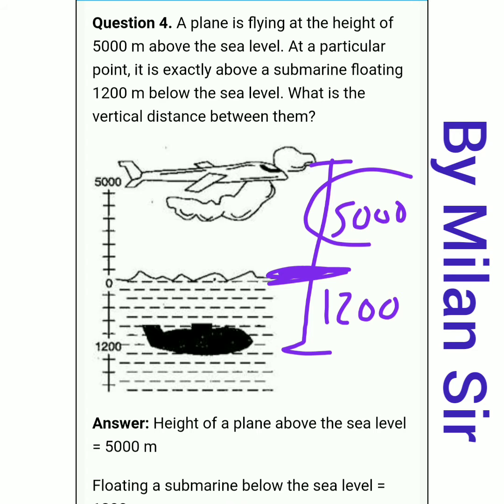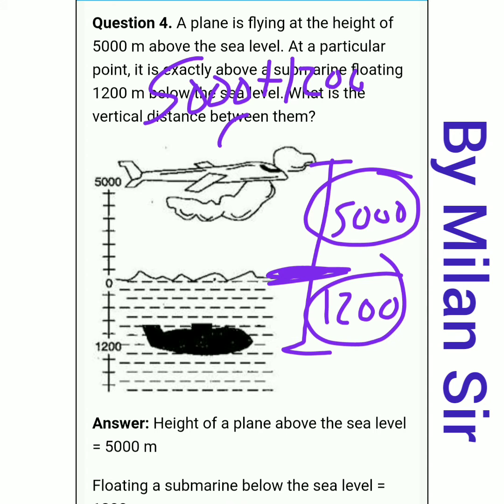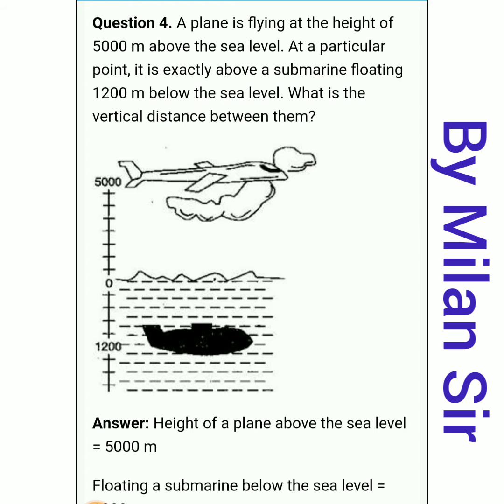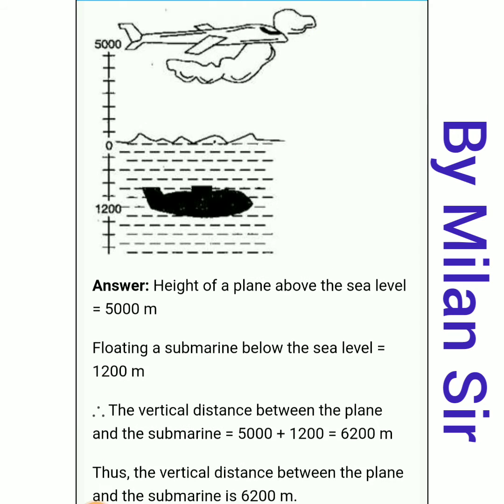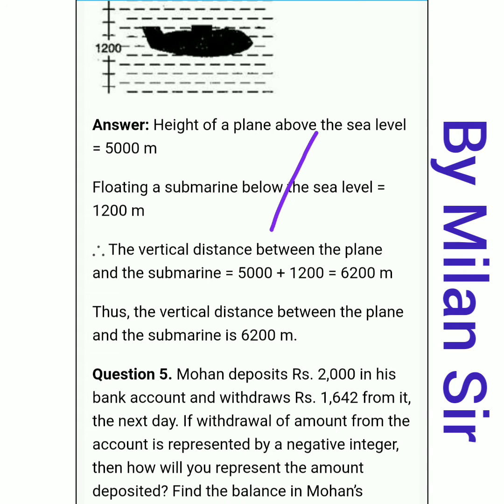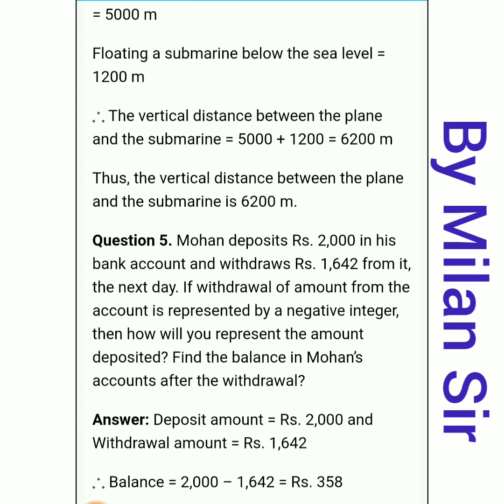So now total distance, we need to add these two numbers. Okay, so 5000 plus 1200. Okay, so 6200. This is the answer. Okay, 5000 plus 1200, 6200. Okay, so our answer is 6200 meter. Okay, so we need to write like this: the vertical distance between the plane and submarine is equals to 5000 plus 1200 is equals to 6200 meter. Okay, next question.